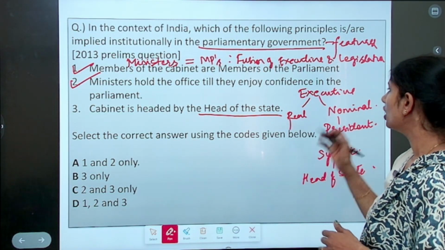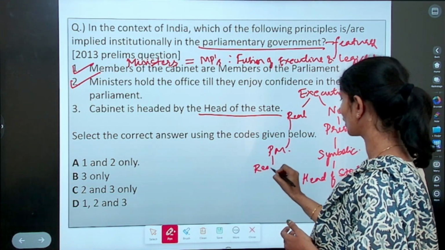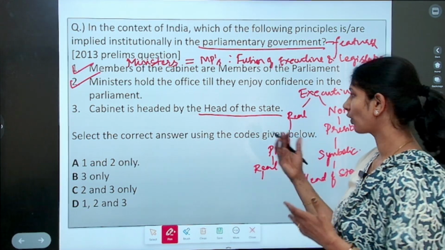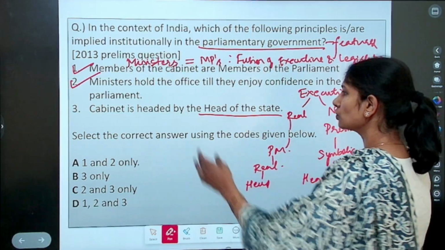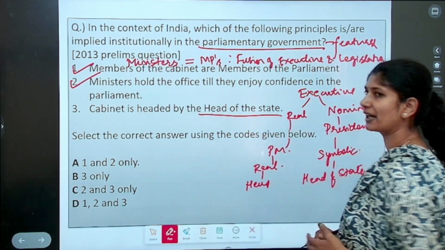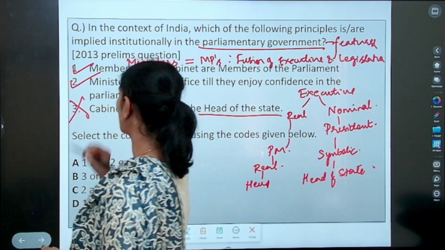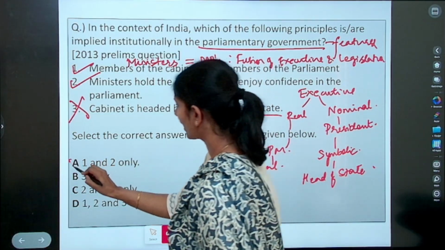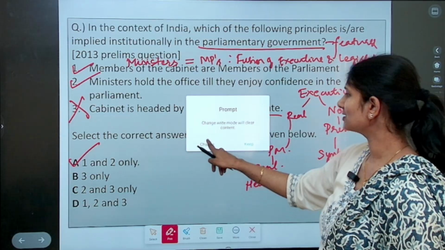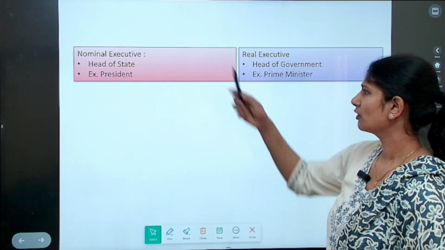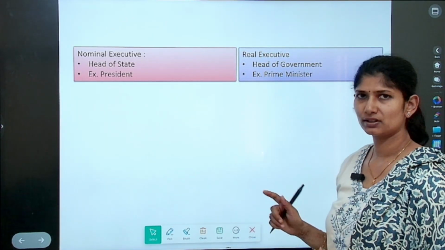On the other hand, your real executive is your prime minister, who has real power and authority, and he is the head of government and the one who is heading the cabinet. So it is equivalent to asking, is the cabinet headed by the president? No, the cabinet is headed by the prime minister. So that makes this statement wrong. So the correct option is A, 1 and 2 only. Understanding? Now we have discussed the question. We saw nominal executive, head of state, real executive, head of government, all this we saw.